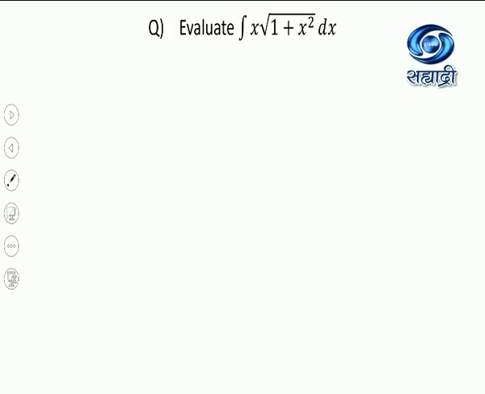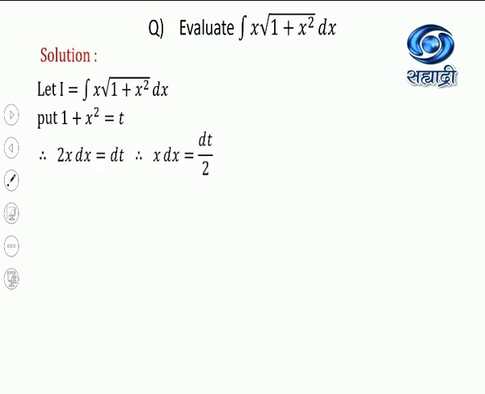Let us see some examples on substitution now. Evaluate integration x root 1 plus x square dx. So, let I equal to the given question. Now, put 1 plus x square equal to t. Note that whenever we substitute anything, the first step is to differentiate. So, 2x dx is equal to dt. So now you all know, students, why we have considered this particular thing for t. Because the derivative is 2x dx and we get x dx equal to dt by 2.